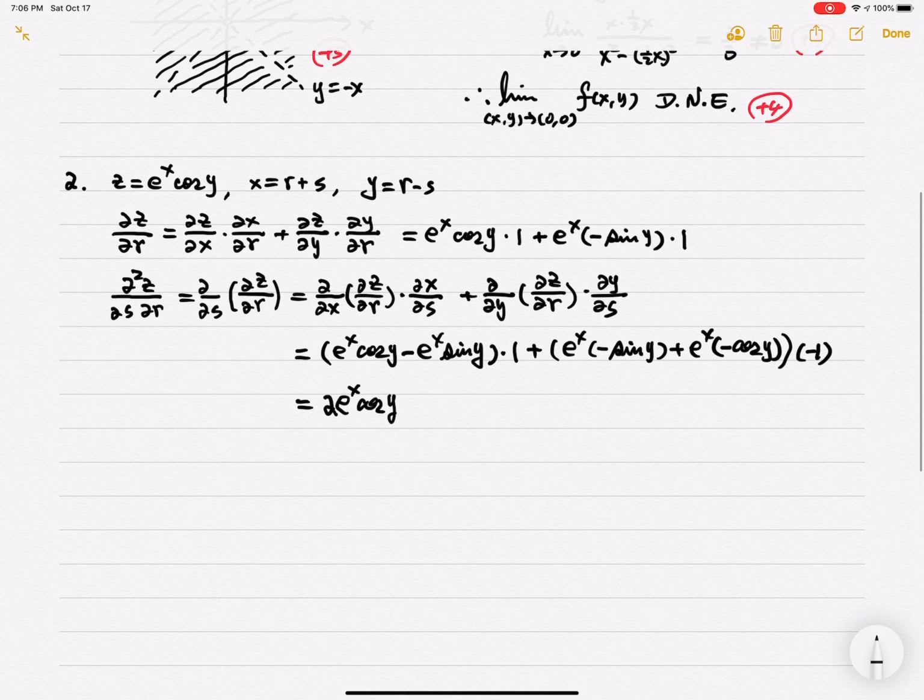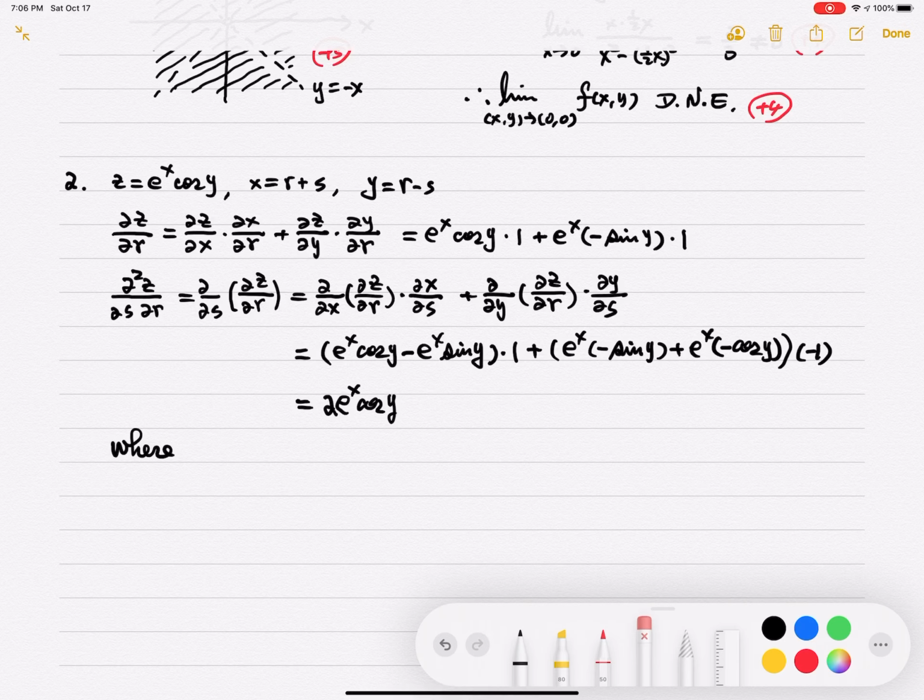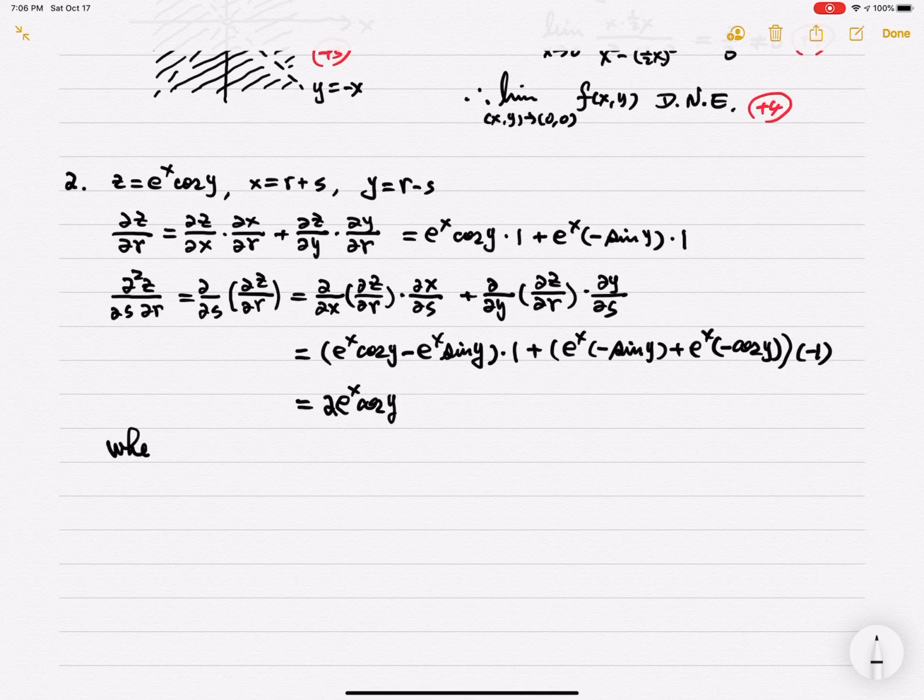But we are asked to find the partial derivative at (r, s) equal to (0, pi). So when r equals 0 and s equals pi, now you plug it into x and y, so x is equal to pi and y is equal to negative pi.